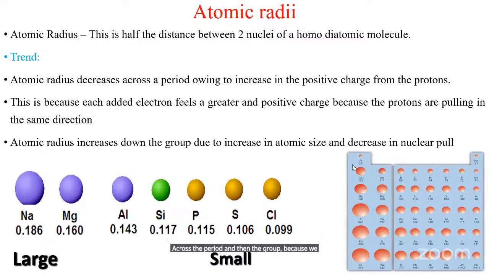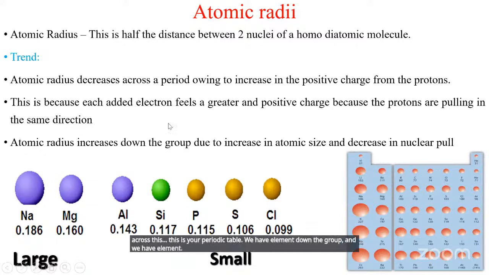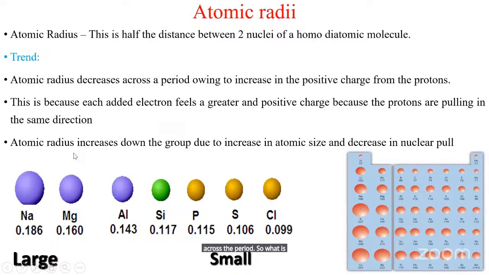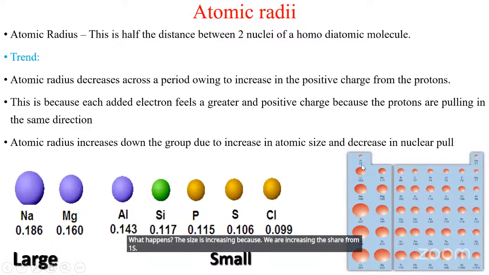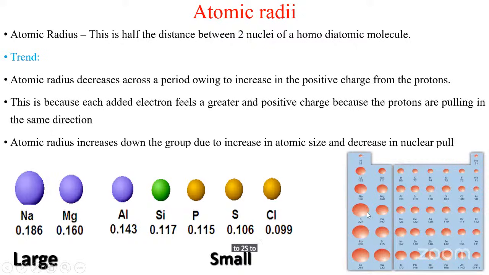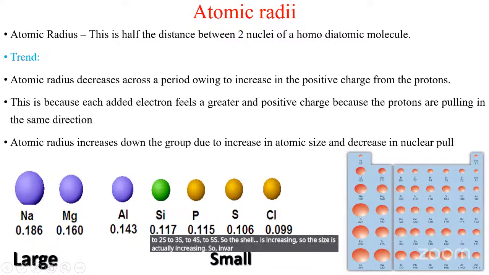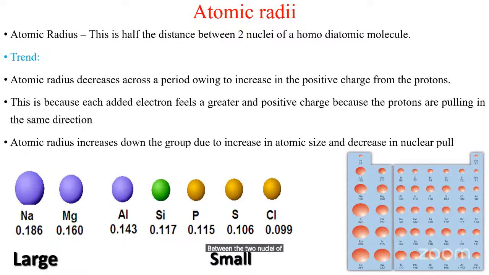Because this is your periodic table, we have elements down the group and we have elements across the period. So what is the trend of atomic radius? Now, if you look at what I have here, you see that as you go down the group, the size is increasing because we are increasing the shell from 1s to 2s to 3s to 4s to 5s. So the shell is increasing, so the size is actually increasing. So invariably, the distance between the two nuclei of a homodiatomic molecule is also increasing, because the size is increasing.